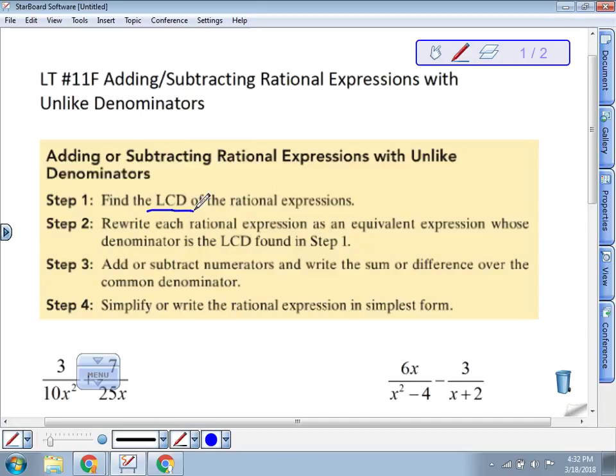In order to find the least common denominator, remember to factor first. Then we're going to rewrite each rational expression as an equivalent expression, something that's equal. Remember, we talked about multiplying top and bottom by the same thing. Then we add or subtract the numerators with the sum or difference over the common denominator, and then simplify the answer. So, all things that we've done before. Let's take a look at these.